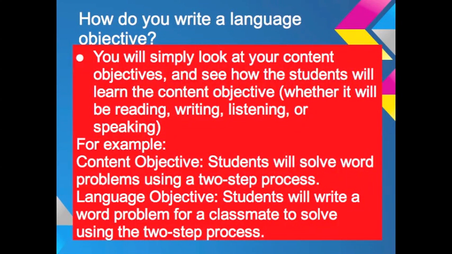Now, how do you write a language objective? You'll simply look at your content objectives and see how the students will learn the content, whether it's reading, writing, listening, or speaking. So you're actually going to look at the content objectives and think to yourself, how am I going to teach these objectives? What am I going to have my students doing with the language part of it? For example, if the content objective is students will solve word problems using a two-step process, your language objective would simply be students will write a word problem for a classmate to solve using the two-step process.